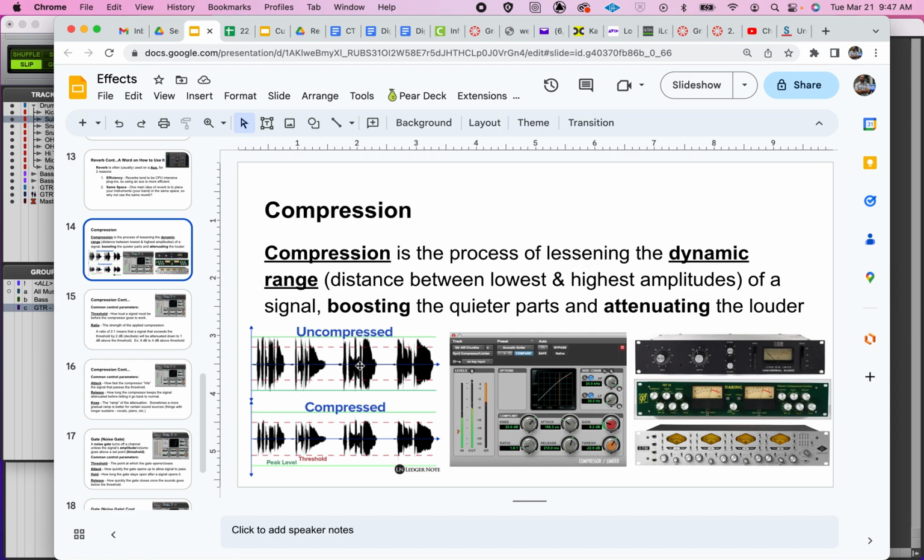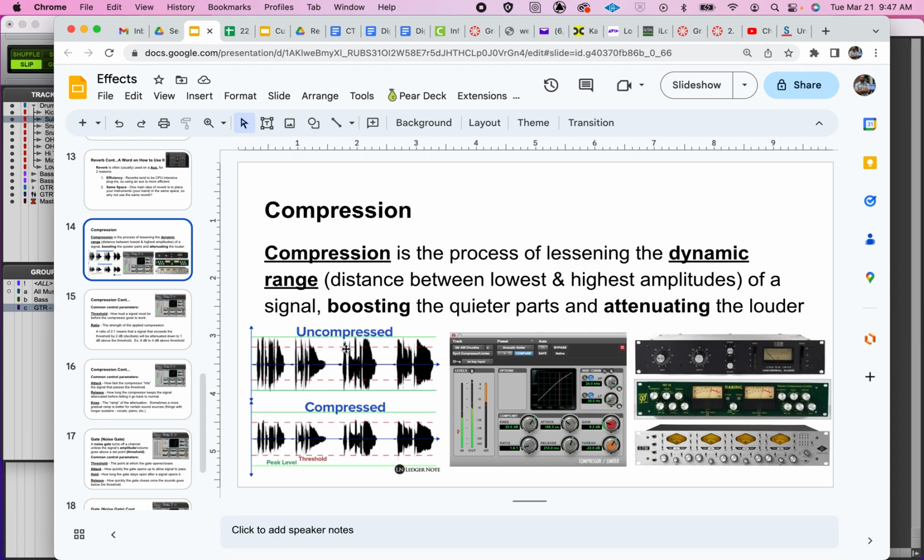But it can also introduce some problems if the quietest sections of our signal are noise, for example. We will be amplifying the noise by attenuating the rest of the signal. That is why it's so important to try and record as best you can with the best signal to noise ratio.